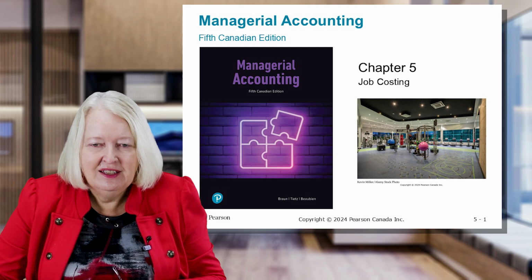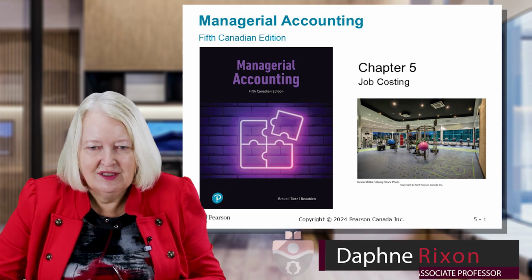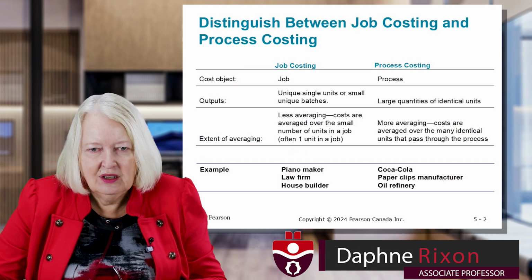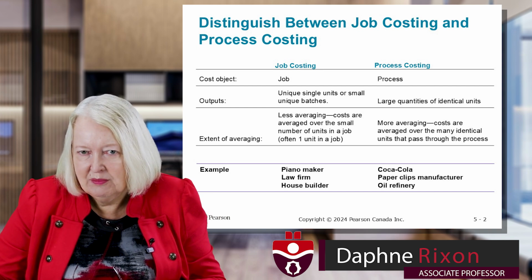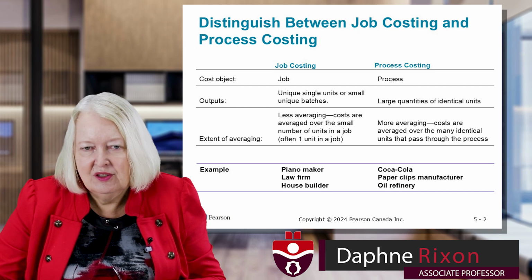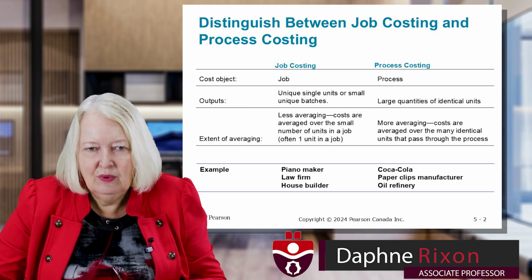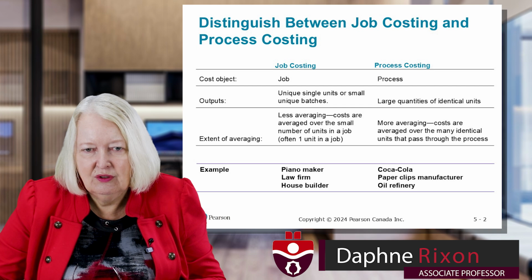Chapter 5, and this chapter is on job costing. When you're looking at costing, depending on the type of industry that you're looking at, you can use either job costing or process costing. So job costing is when you can distinguish one unit from another.